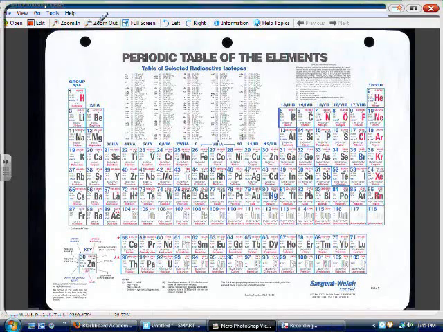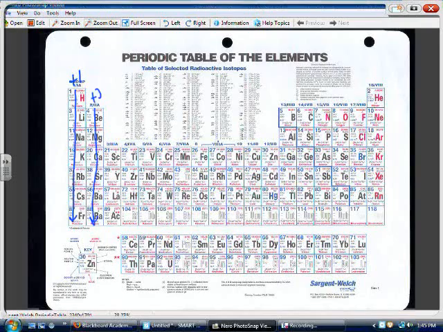The alkali metals in the first family are all +1s. That means everything down through here, when they form ions, they form a +1 charge always. The alkaline earth metals down through here all form a +2 charge.